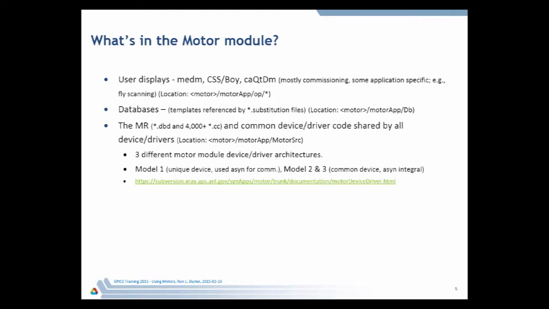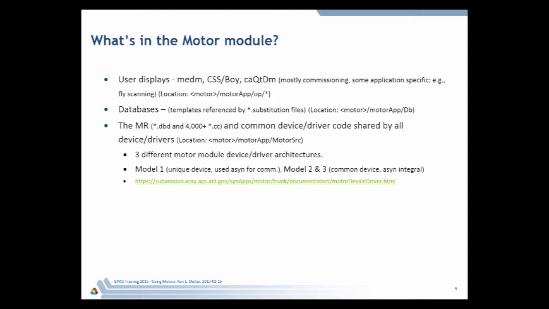Now, Model 1 uses ASIN for communication, but it's not really a part of the device driver support. The code does not reference ASIN. With Model 2 and 3, ASIN became an integral part of the device driver. Model 2 and 3 use ASIN port drivers, and another characteristic is that they have a common device support for all the device drivers.